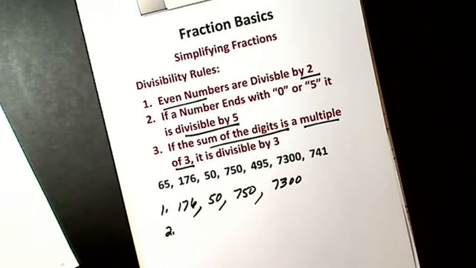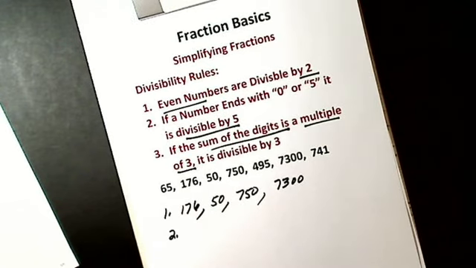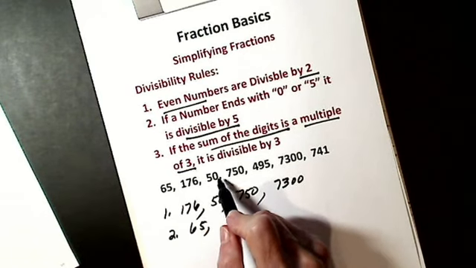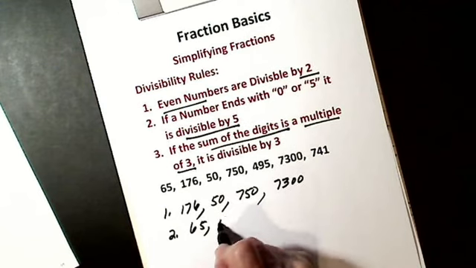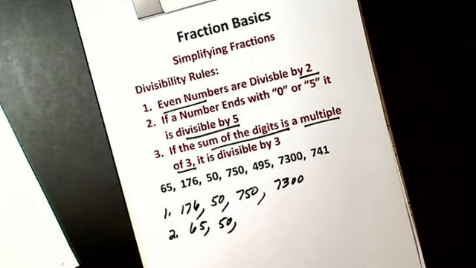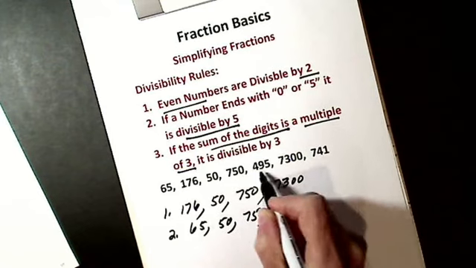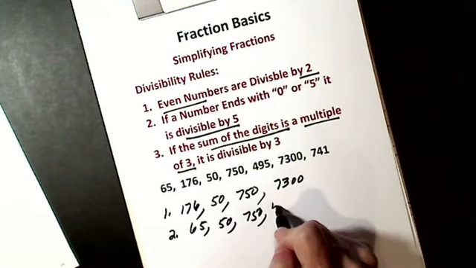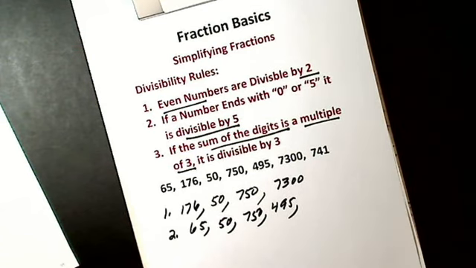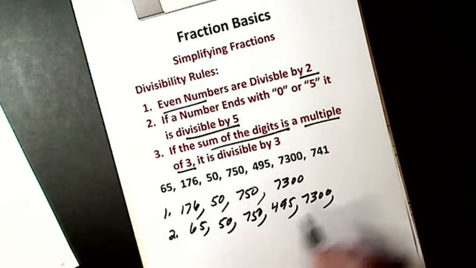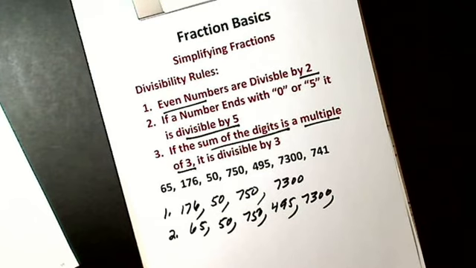All right, let's see. We're going to list the numbers that are divisible by 5. Is 65 divisible by 5? Yes, it ends in 5 or 0. Is 176 divisible by 5? No. This would have to be a 5 or 0. Is 50 divisible by 5? Yes. Is 750 divisible by 5? Yes. Is 495 divisible by 5? Yes. Is 7,300? Yes. Is 741? No.